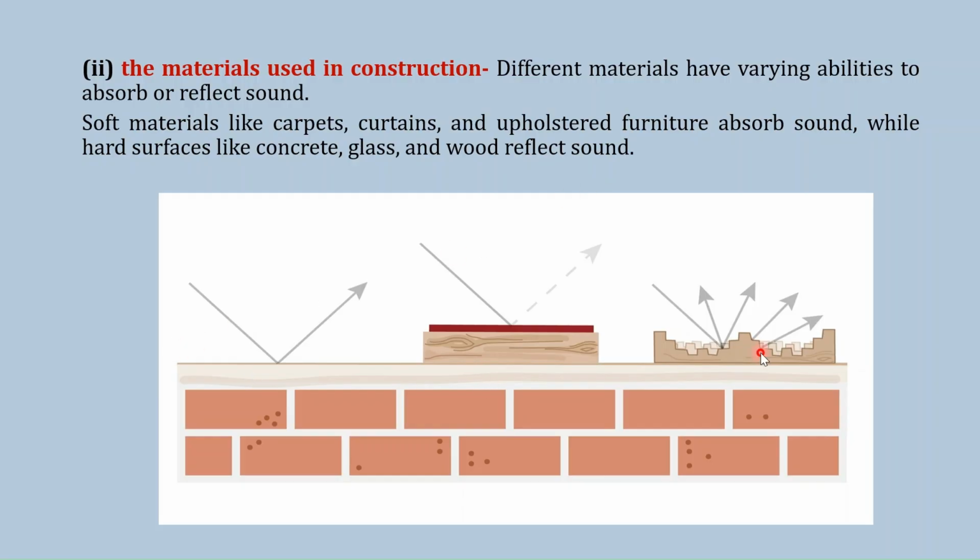So here we have three representations. This is the hard surface. So sound waves which are incident on this surface are getting reflected off. Then second representation, here we have a material which is absorbing the sound waves. So we can see the amount of reflection is very less. Third representation is of a diffuser or a diffusing surface, where the sound waves, when incident on it, get reflected in all directions.